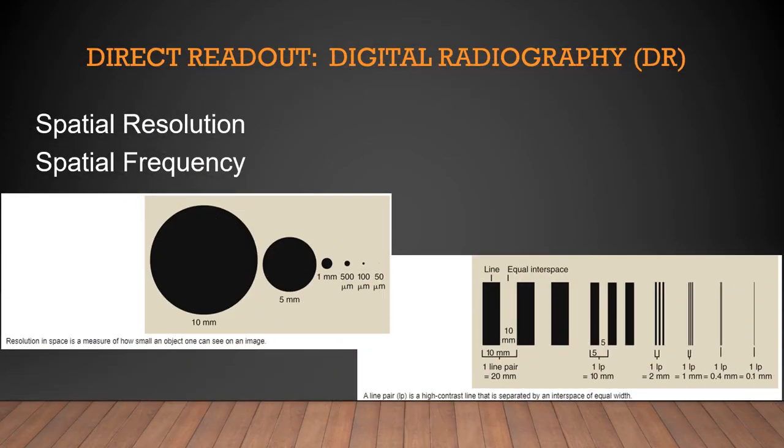Spatial resolution we've talked about before, but resolution in space is a measure of how small an object one can see on an image. The spatial resolution of our eye is 200, and here we're seeing images, so this is 200 right here. So this is what we could see with our eye.